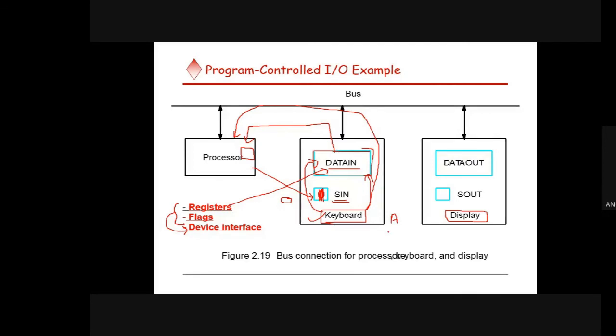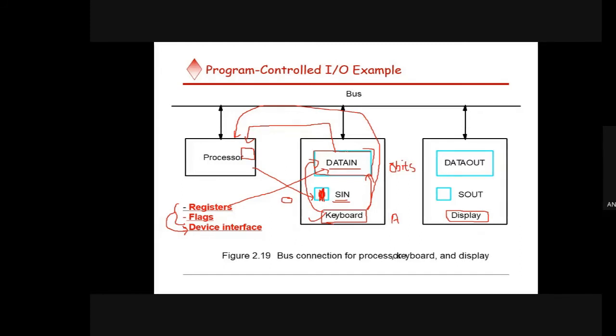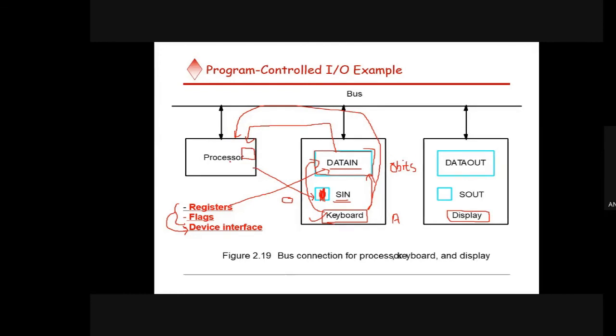So when you press A, that A will be coming into the data in register. Assume that your data in register is having only 8 bits of storage. So when you press the first character, it goes directly to the data in register, and since one character takes 8 bits, the data in register is full. So immediately the SIN flag will be set to 1, and that will be taken directly to the processor register. That is with respect to the input device.